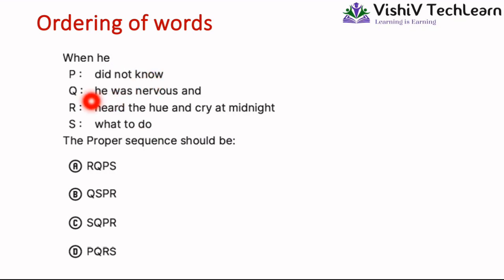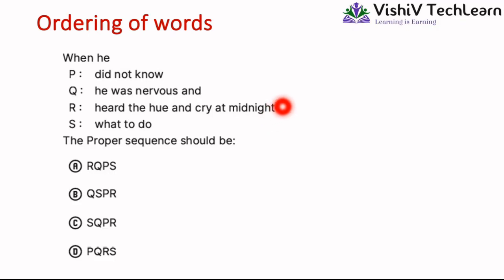That could be the next: he was nervous and what to do, did not know. So that cannot be the sequence, that is Q, S and then P. After Q we have to consider P. The sentence could be like this: he was nervous and did not know what to do. And the remaining part is heard the hue and cry at midnight. Since this is remaining, we can take it at the end or at the start of the sentence. Let's see how it reads. Heard the hue and cry at midnight, he was nervous and did not know what to do. That could be one sequence, or we can put this at the end. He was nervous and did not know what to do, heard the hue and cry at midnight.